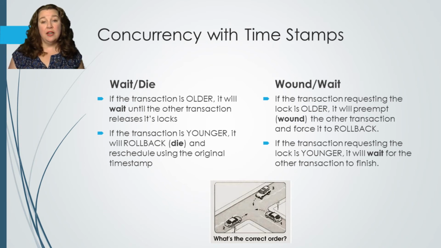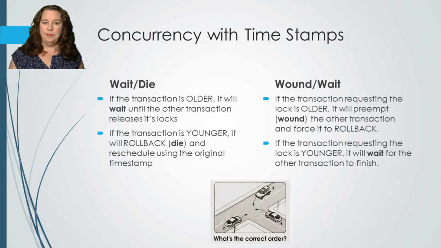Transactions have a start time and an end time. We can look at those start and end times to determine which of the two transactions that are sitting at the stoplight waiting to go is older and which is younger. There are two different ways to handle it, and you can tell the database with the transaction how you want to handle this. Do you want to do a wait-die, or a wound-wait?